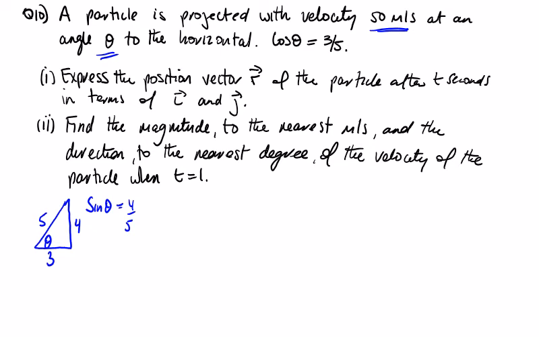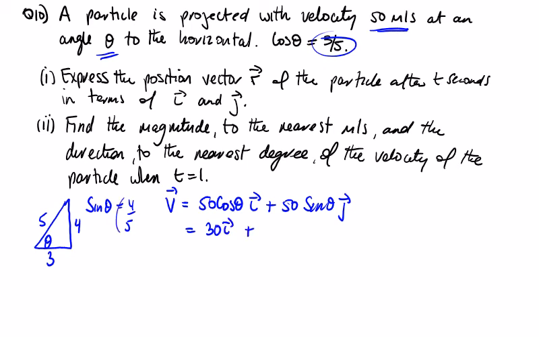Express the position vector r of the particle after t seconds in terms of i and j. Okay, well let's look at the initial velocity of this particle. We have our angle, so it's going to be my speed 50 by the cos of theta in the i direction plus 50 sine theta in the j direction, which is equal to 50 by 3 over 5, or 60% of 50, 30 in the i direction, plus 80% of 50, which is 40 in the j direction. So that's my initial velocity vector.